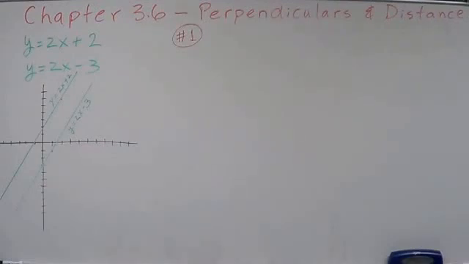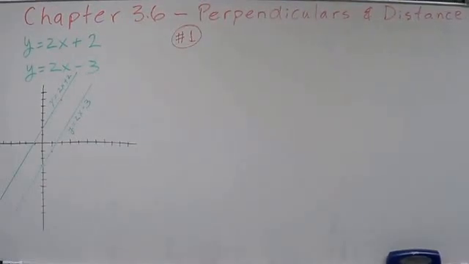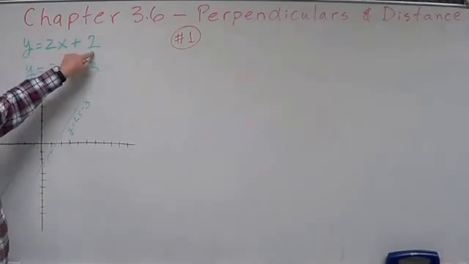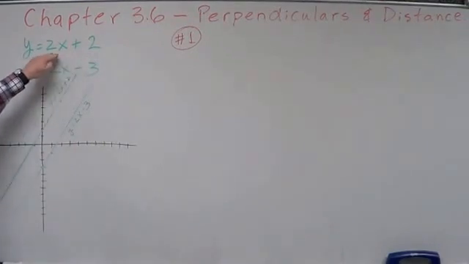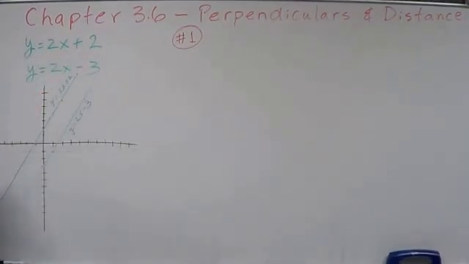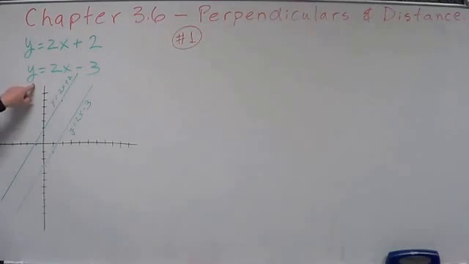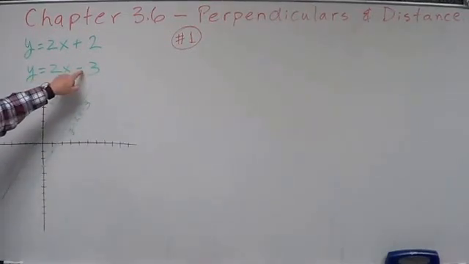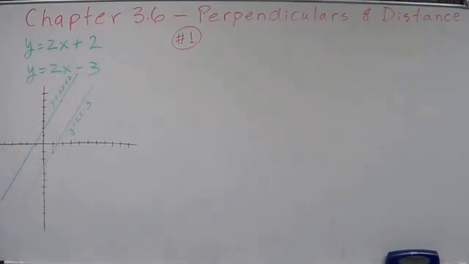Okay, let's do another problem. Similar, and just to get some practice. This time we have 2 equations. Y equals 2x plus 2 has a slope of positive 2. It crosses the y-axis at 2. Y equals 2x minus 3 has a slope of 2. Crosses the y-axis at negative 3.